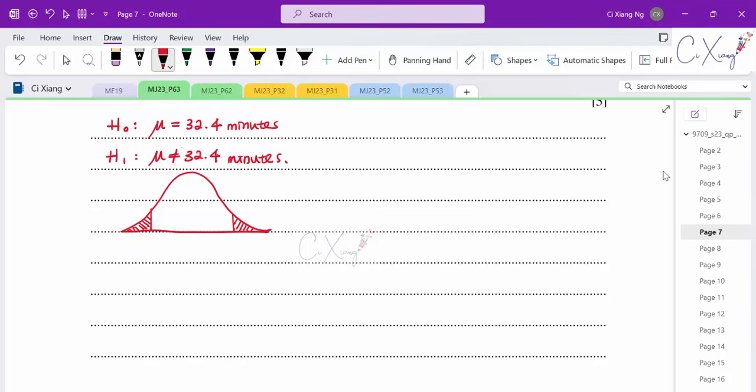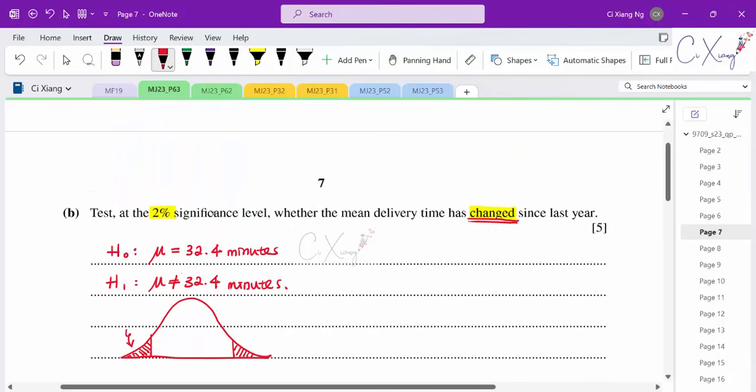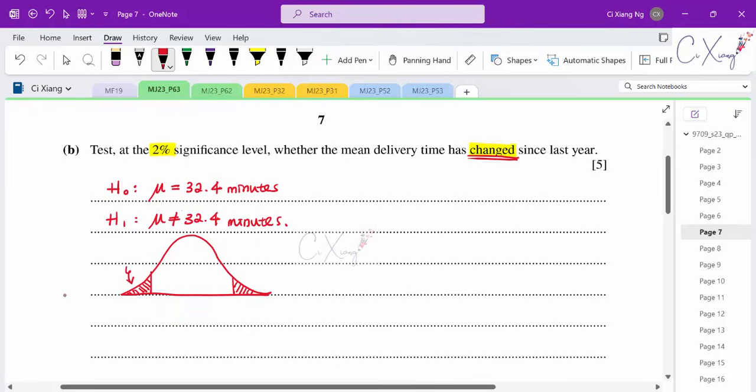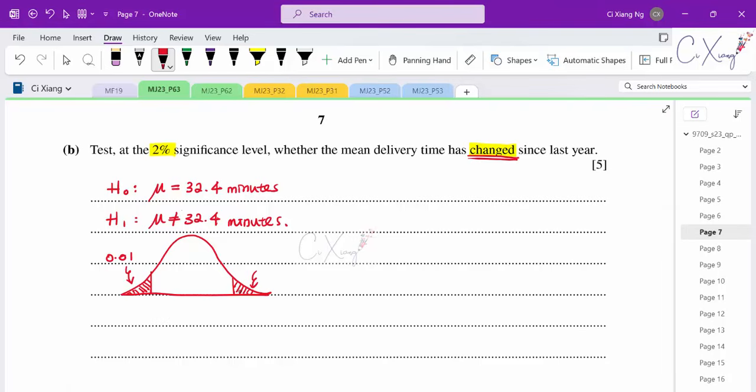Okay, and then what is the area for the both end here? Okay, the total area for both end will be our significance level. So again, our significance level is 2%. That means one end will be 1%. So this one will be 0.01. This is also 0.01.